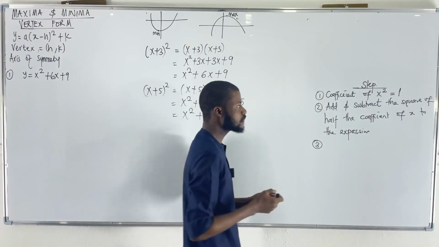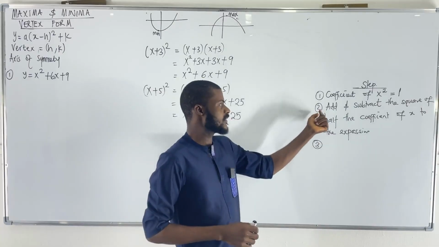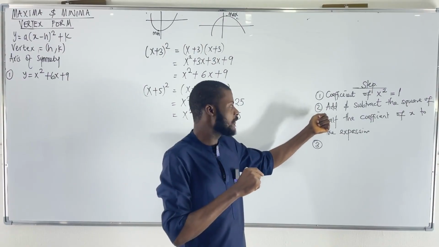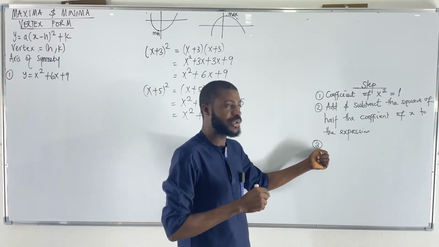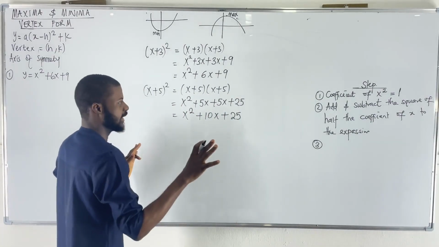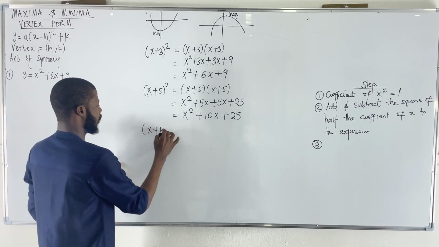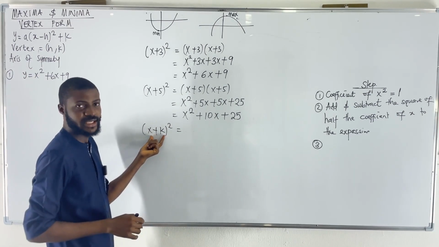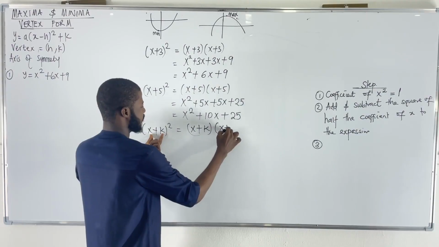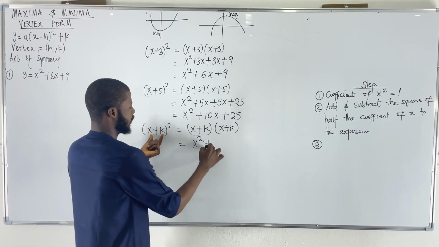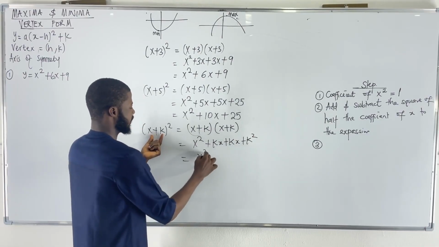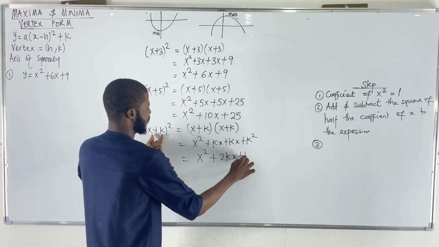Then number 3, if you do this very part correctly, because that's one thing most people fail to do correctly. If you do step number 2 correctly, in step number 3, a portion of your expression becomes a perfect square. Let me add this. If you have x plus k all squared, let me just expand it. This will be x squared plus kx plus kx plus k squared. So this will be x squared plus 2kx plus k squared.